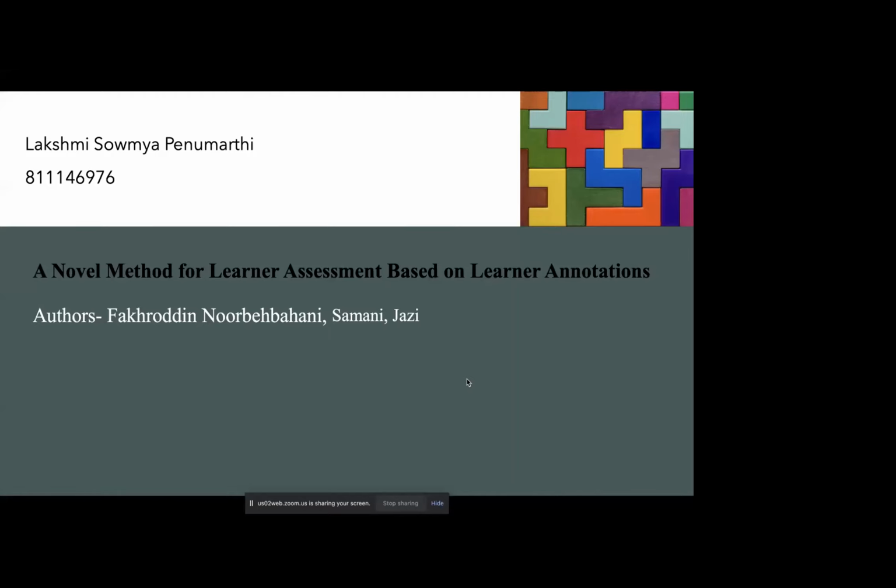Learner assessment based on learner annotations. The authors are Franklin, Sami, and Zazi.